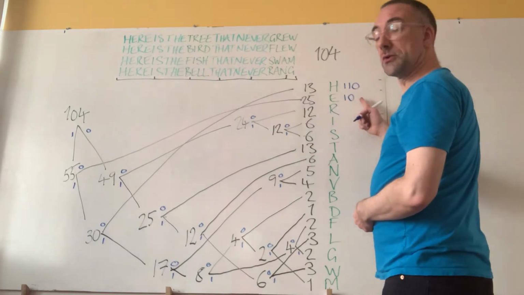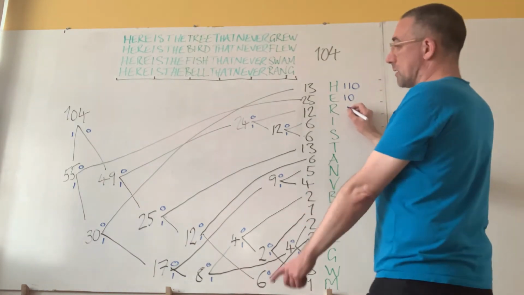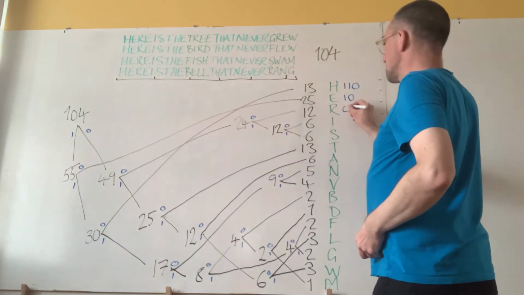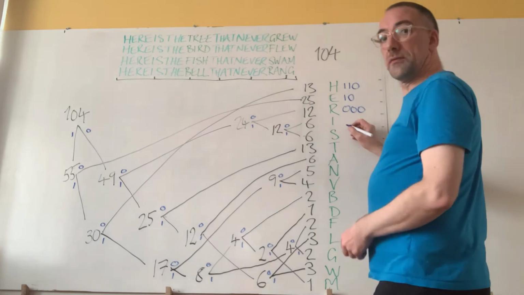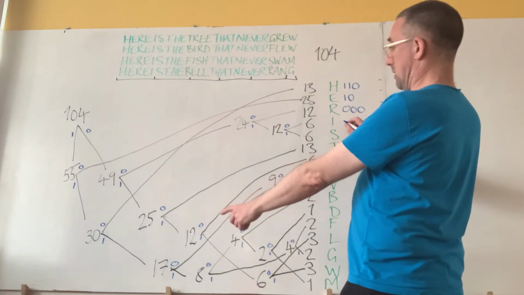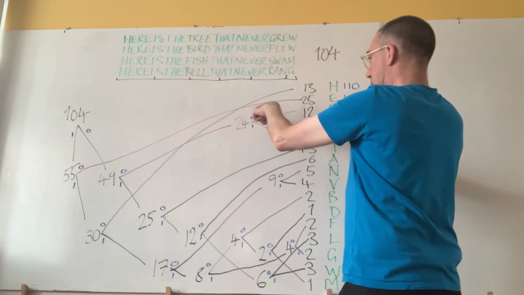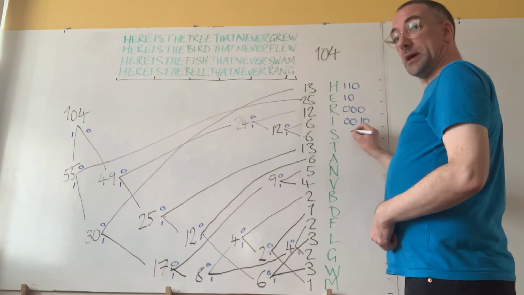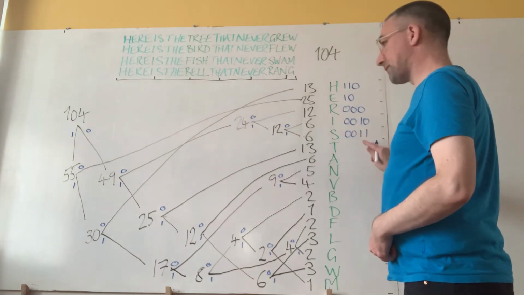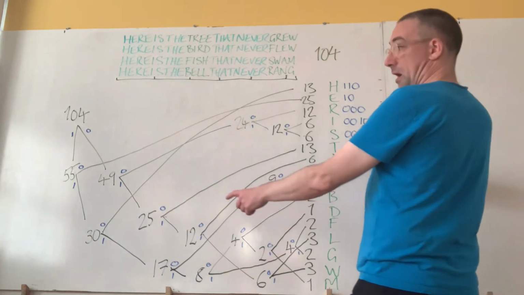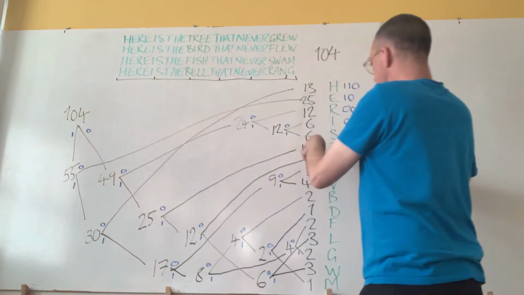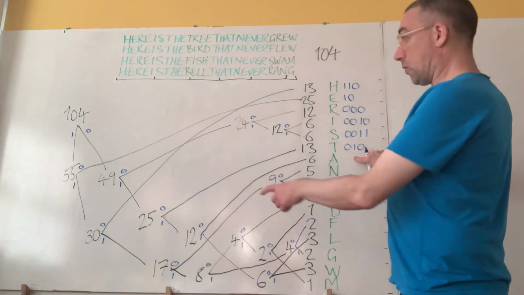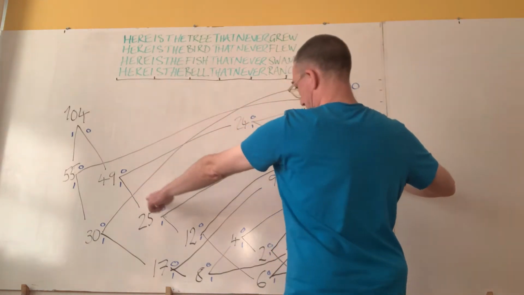Common letter, short code. How about R? That's 0, 0, 0. For I, we have 0, 0, 1, 0. And its neighbour S gets 0, 0, 1, 1. For T, we have 0, 1, 0. For A, we have 0, 1, 1, 0.